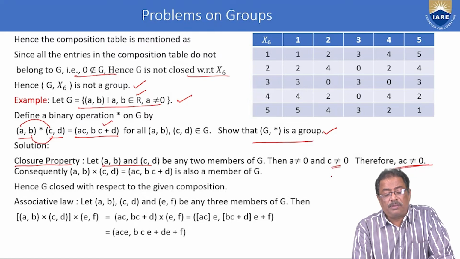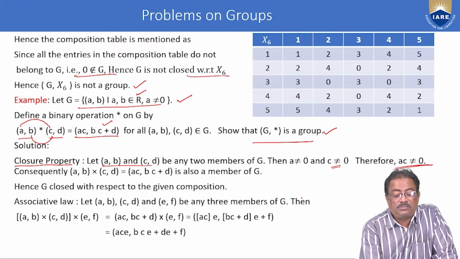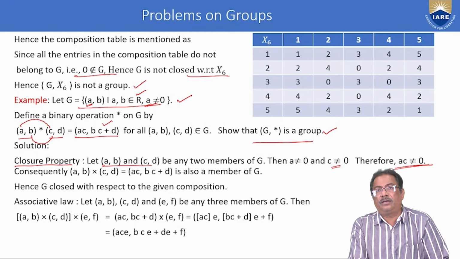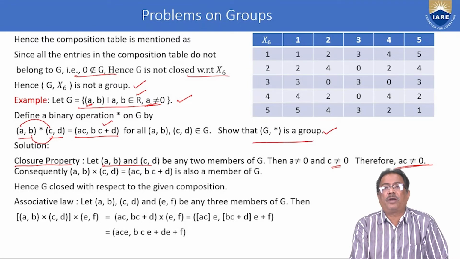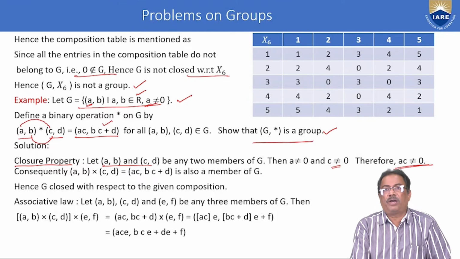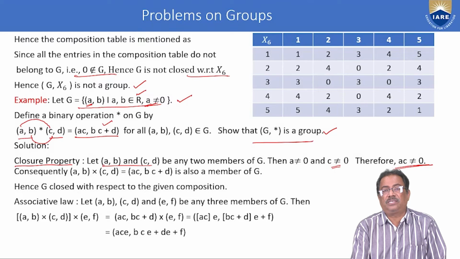What is the meaning of this? For any ordered pair, the first element of the ordered pair is not equal to 0. If I consider the ordered pair A comma B, A is not equal to 0. If I consider the ordered pair C comma D, C is not equal to 0. If I consider the ordered pair E comma F, E is not equal to 0. The first element of the ordered pair is not equal to 0.